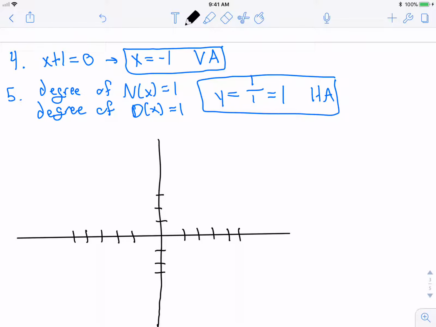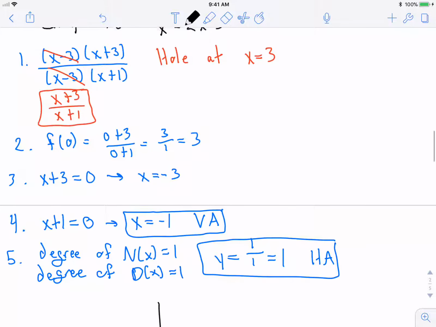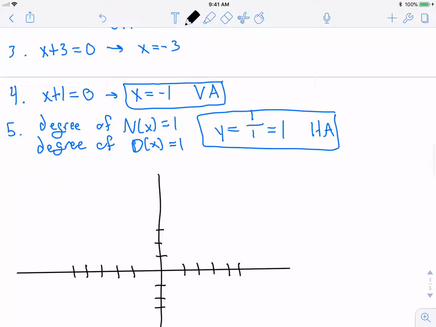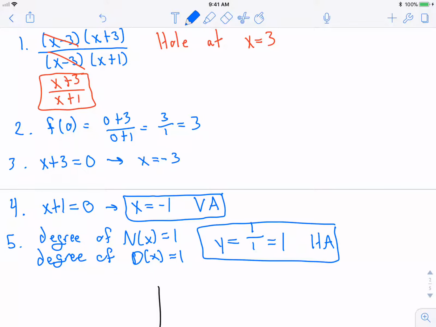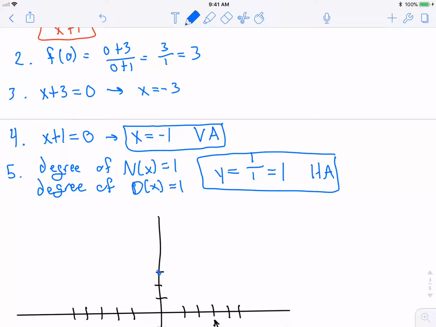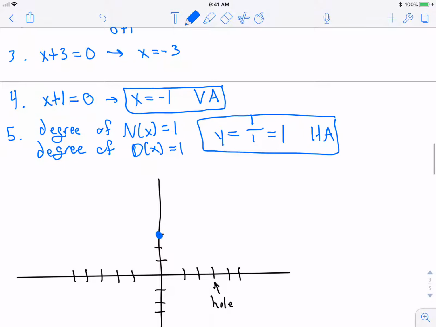So let's plot some points down here. If we look up, we see we have a hole at x equals 3. So I'll just mark this for a hole, and we'll add that in later. Step 2 tells us we have a y-intercept of 3 right here. Step 3 tells us we have an x-intercept at -3 right here.